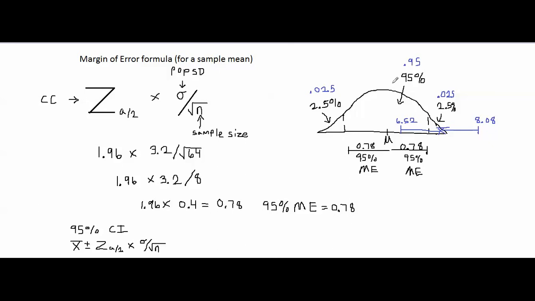So 95% of the time, my sample will come from the middle area, and my confidence interval will work. 2.5% of the time, my sample mean will come from this area, and the interval will be too low. And 2.5% of the time, my sample will come from here, and my interval will be too high. That's if I repeat my study over and over again.